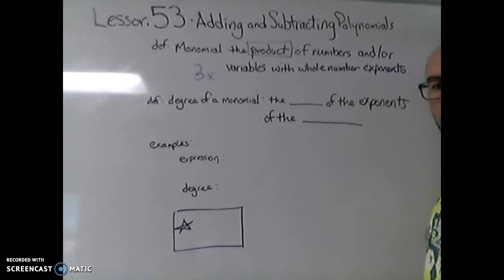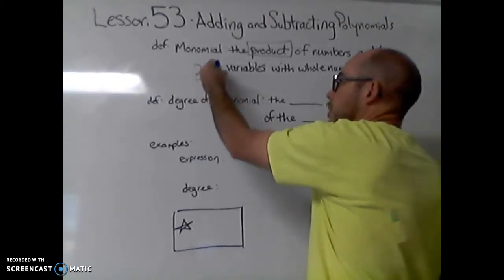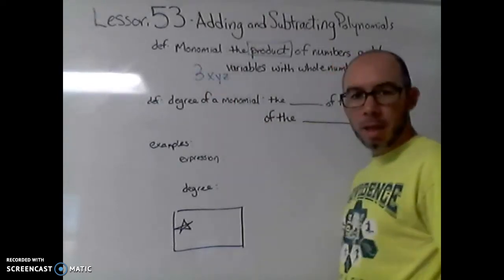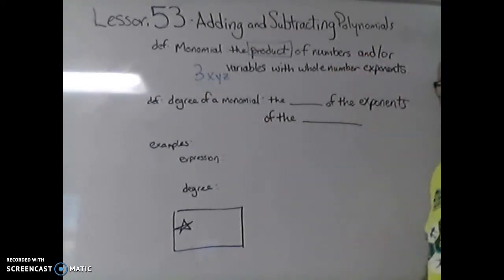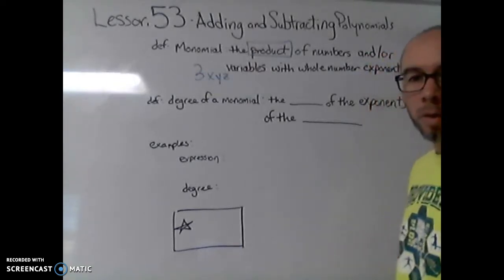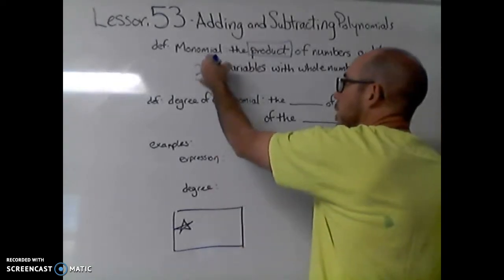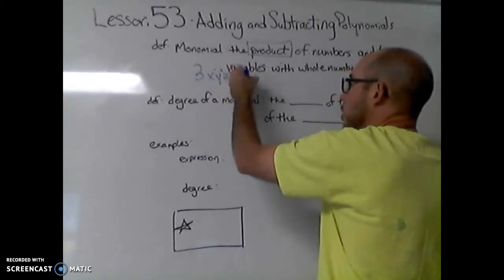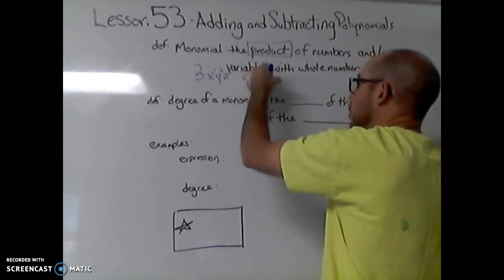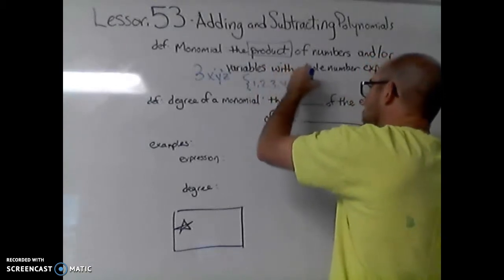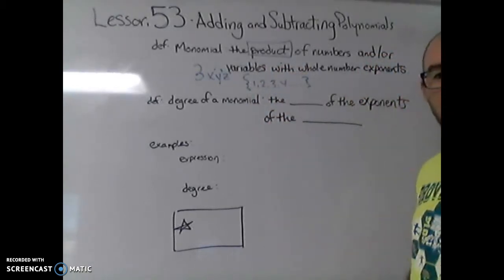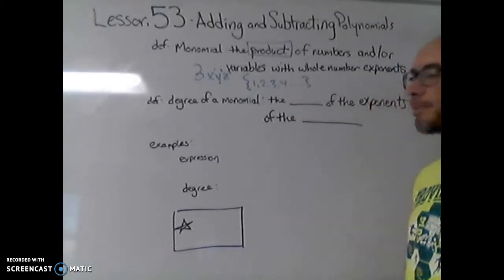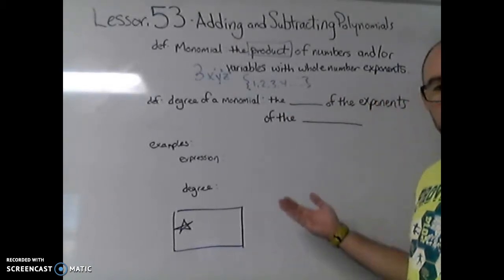We have here and or variables with whole number exponents. So variables are the letters like x and y and z. And we need something else to be there with those variables, and that is whole number exponents. We can have 1, 2, 3. The whole numbers include that set right there on up. They cannot include 0. They cannot include negatives.